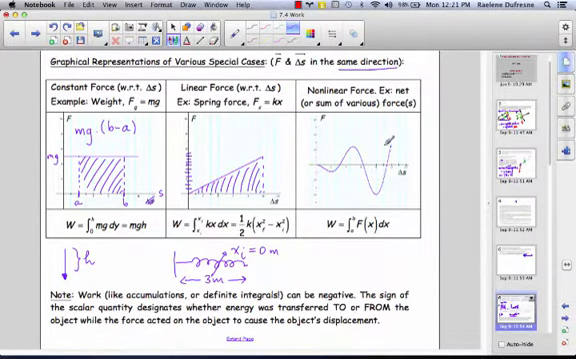We can take a nonlinear force so that it's not constant nor linear, and we can still perform the accumulation by seeing we're going to have some negative work or negative accumulation, and we are going to have some positive accumulation.